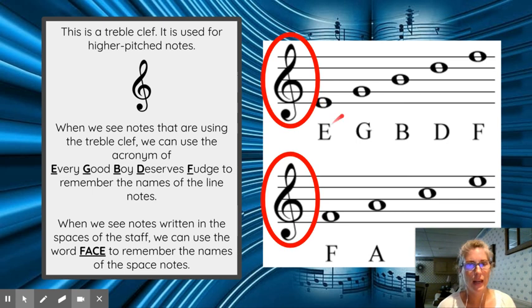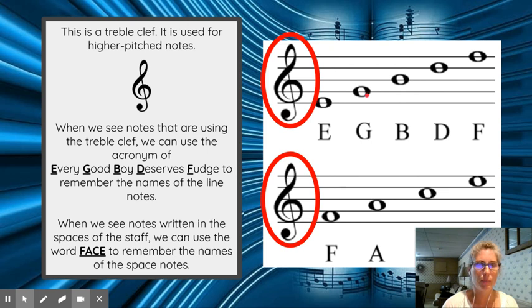So we have the notes E, G, B, D, F for the line notes. We can use those first letters, E, G, B, D, F, to make an acronym. I like to use every good boy deserves fudge to remember the names of the line notes. Now, if we looked at the spaces in between E and F, we'd have the note F. E and G, we'd have the note F. There's F there.